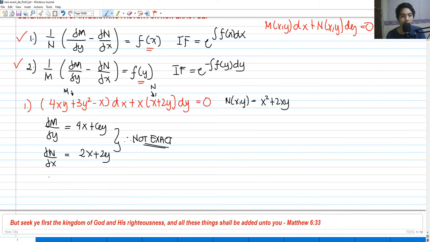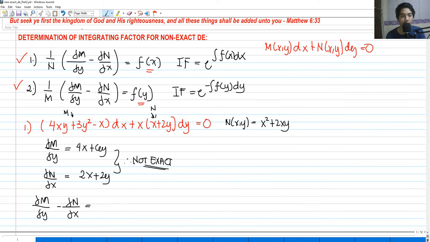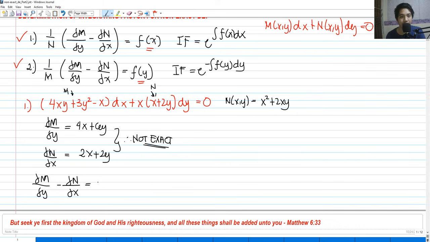Now, we will perform the partial of M with respect to y minus the partial of N with respect to x first, before we decide whether we are going to use 1 all over N or 1 all over M. So we have 4x plus 6y minus 2x minus 2y. Distribute the negative sign: 4x minus 2x is 2x, and 6y minus 2y is plus 4y. So 2x plus 4y.